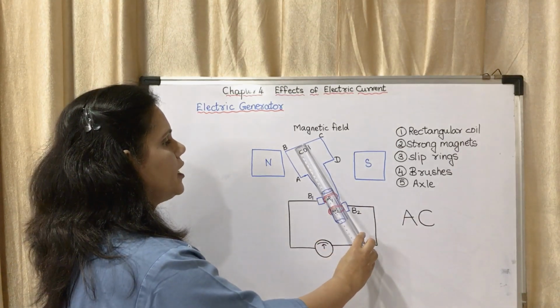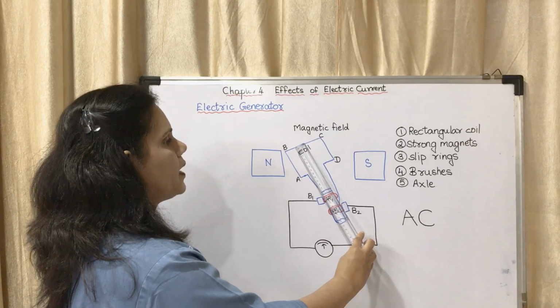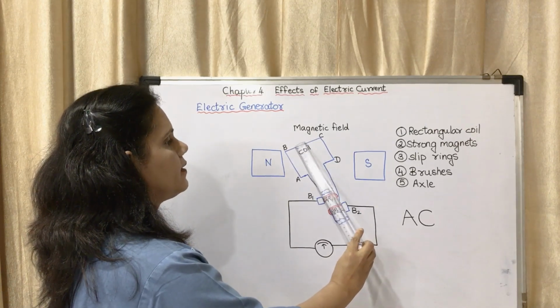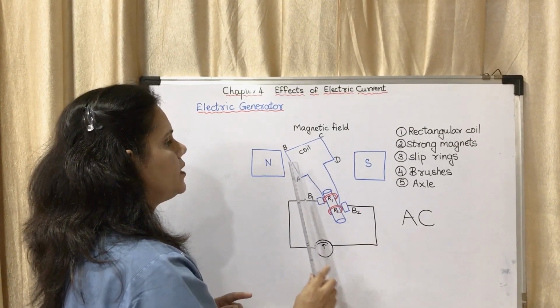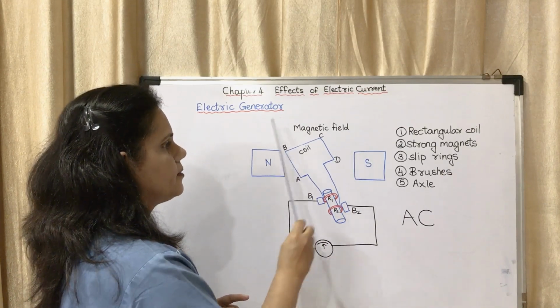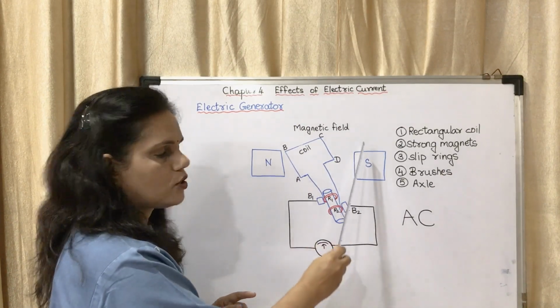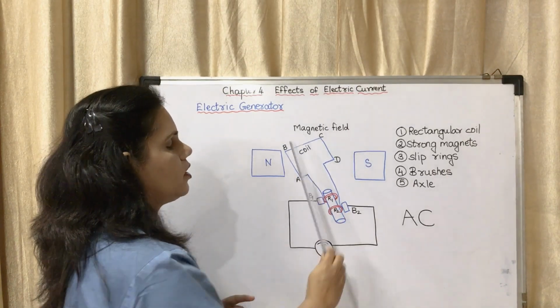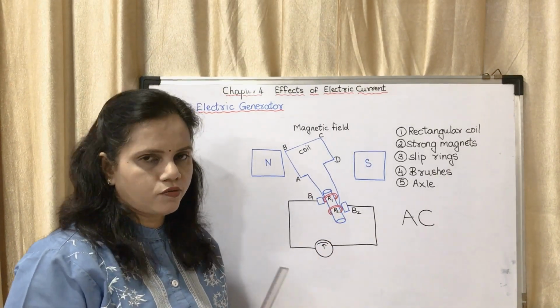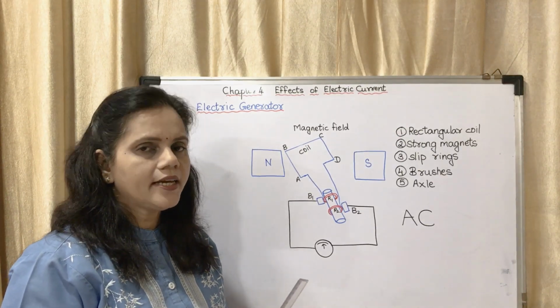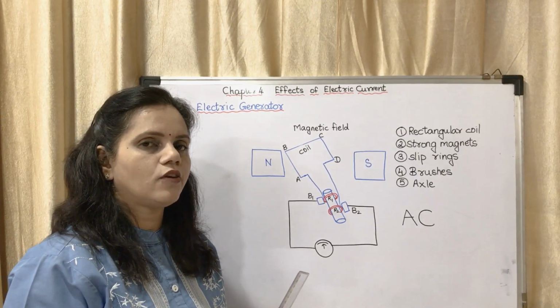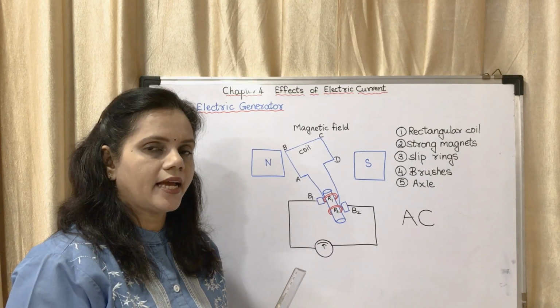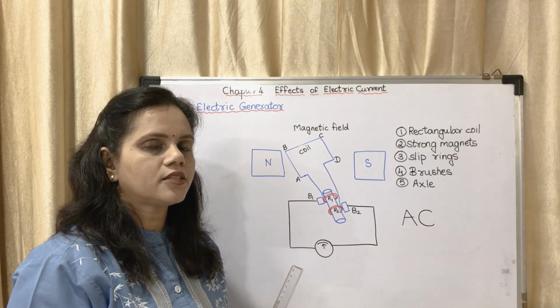I will show you this coil. This part will come up, this part will go down. This is the magnetic field. There are magnetic lines of force. When this is going up and this is coming down, it is cutting the lines of force. It is cutting the magnetic lines of flux. It is also called lines of flux.